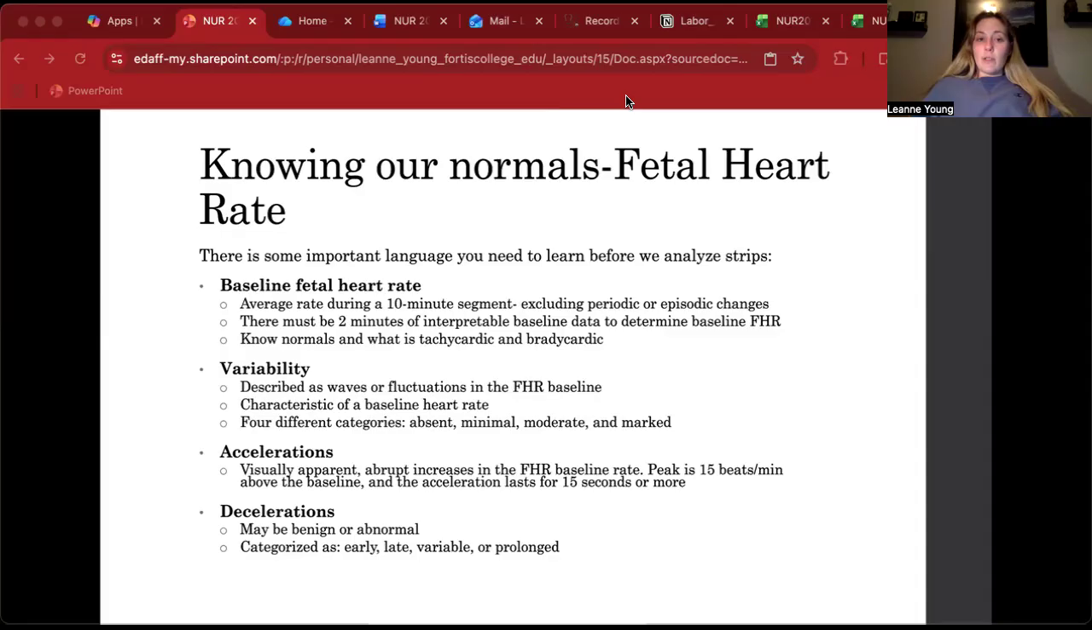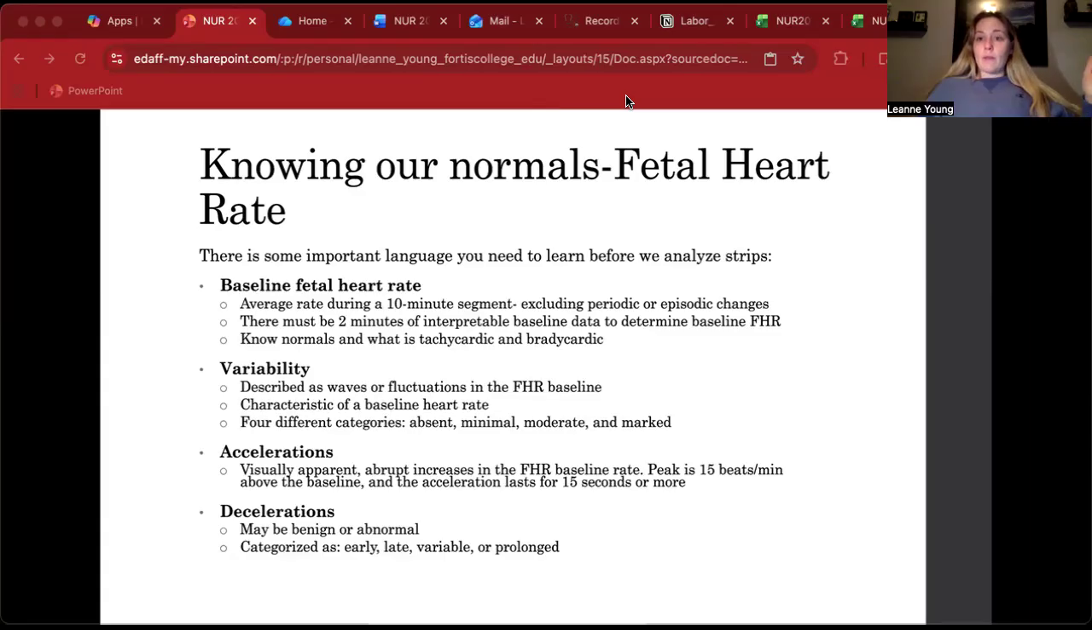There must be 2 minutes of interpretable baseline data to determine fetal heart rate. So if it's hard to tell what your baby's baseline is, you need to make sure that you can get a good read on it before you're doing anything invasive. Okay. Then we need to know our normals and what is tachycardic and what is bradycardic. So we know our fetal heart rate baseline should be somewhere between 110 and 160 because that's a normal fetal heart rate, right? We want our baseline to stay within normal. So what would be tachycardic? A fetal heart rate over 160 beats per minute.